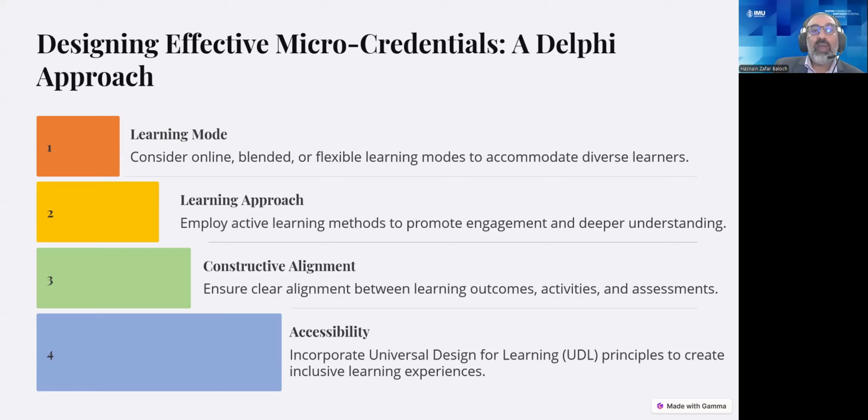Now, learning approach: employ active learning methods to promote engagement and deeper understanding. And we need to do constructive alignment between our learning outcomes, the activities we are going to design, courses, or even the material we have uploaded, and the assessment. Okay, so this is very important. And then I would emphasize using universal design for learning principles or framework that could actually help us in addressing accessibility and inclusive learning experience for learners. I will touch a bit on it in the following slides.